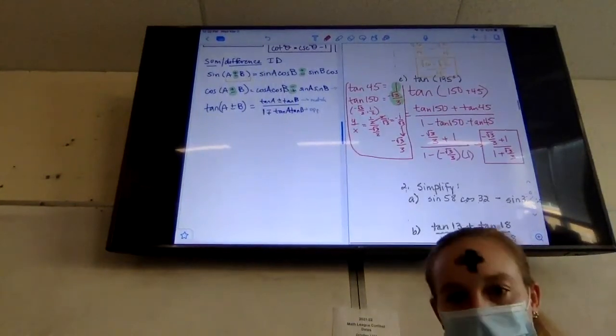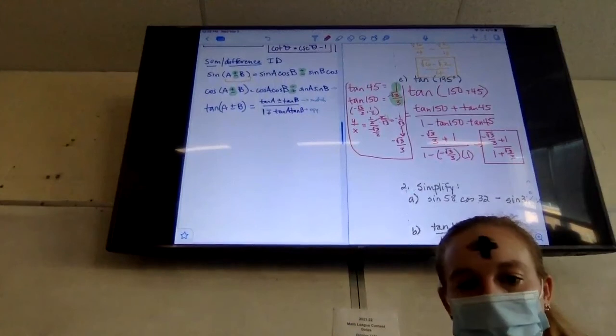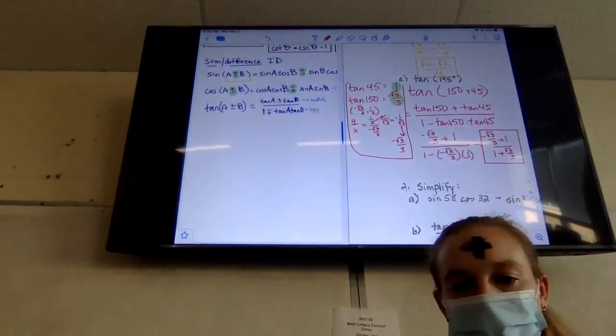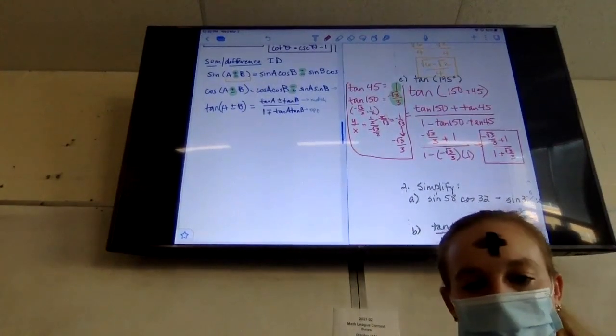So I'll zoom it out for a second if you need to look at that. Again, we have to know what tan of 45 and 150 are, and then we just plug and chug, and then that's it. So these are your notes for today after your quiz.